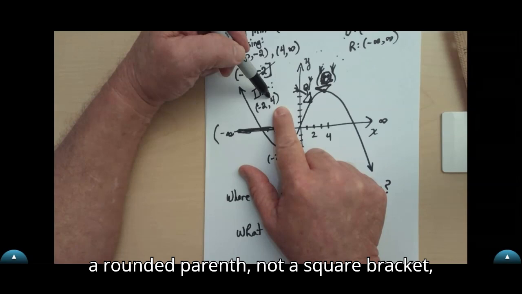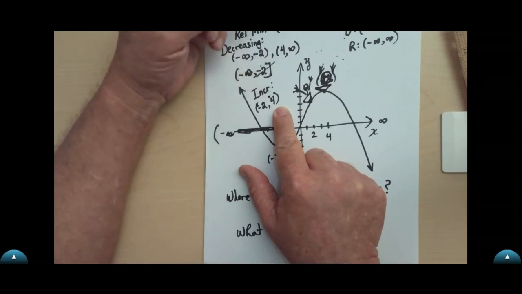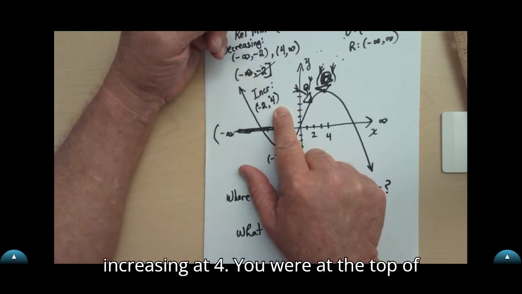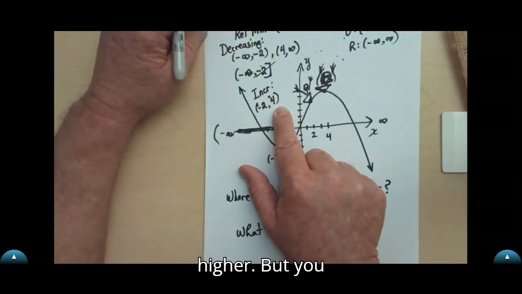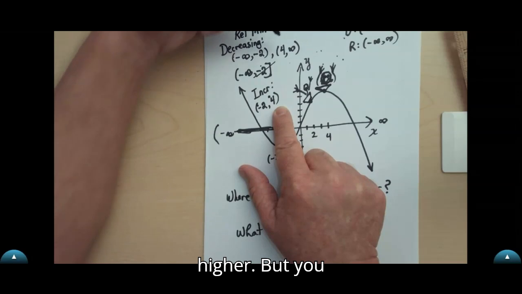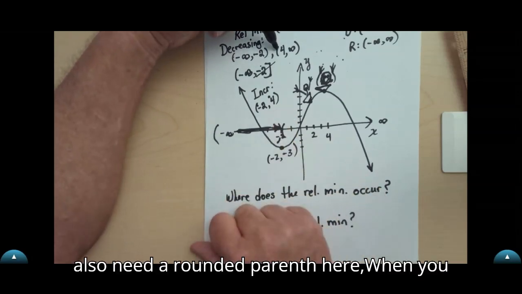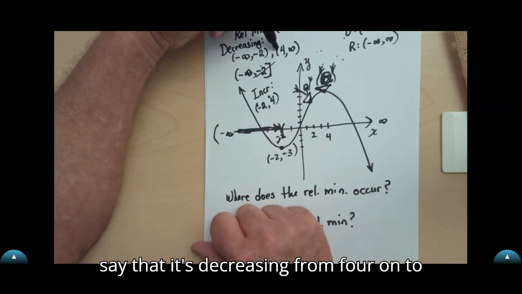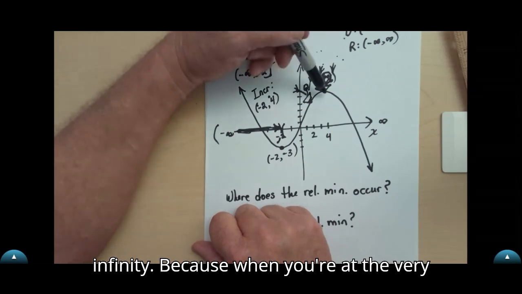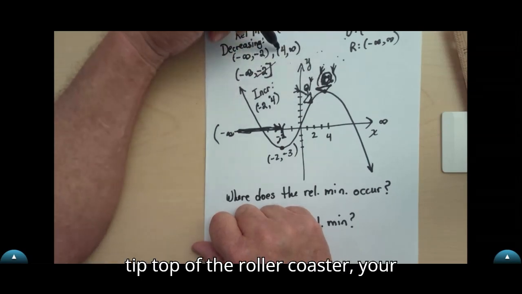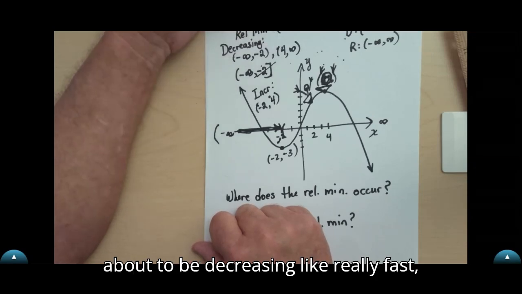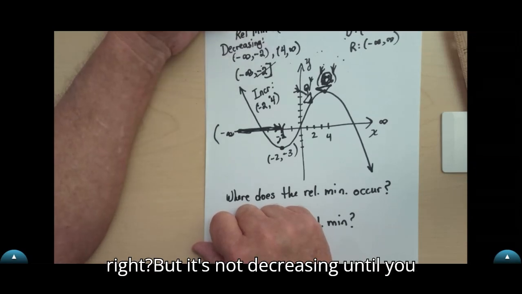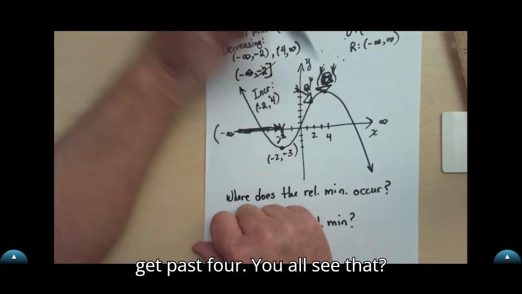That's why you need a rounded parenthesis, not a square bracket, because your height's no longer increasing at 4. You are at the top of the mountain. You're not going any higher. But you also need a rounded parenthesis here when you say that it's decreasing from 4 on to infinity, because when you're at the very tip top of the roller coaster, your height is not decreasing either. It's about to be decreasing like really fast, all right? But it's not decreasing until you get past 4.